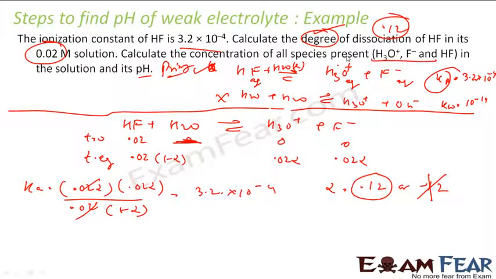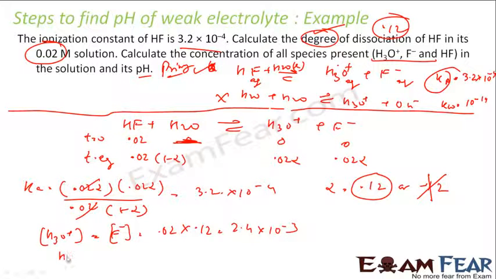The next step is to find the concentration of H3O plus. The concentration of H3O plus will be equal to the concentration of F minus, both the same, and both equal to C alpha, that is 0.02 into alpha, where alpha is 0.12. If you solve this, you get 2.4 into 10 to the power minus 3.